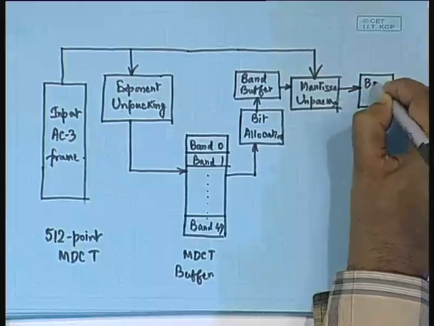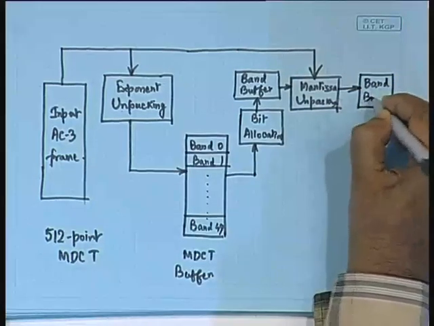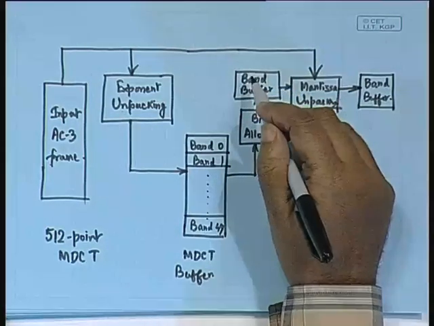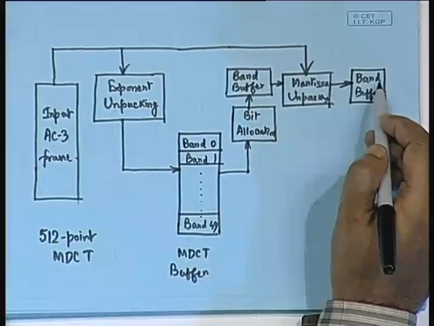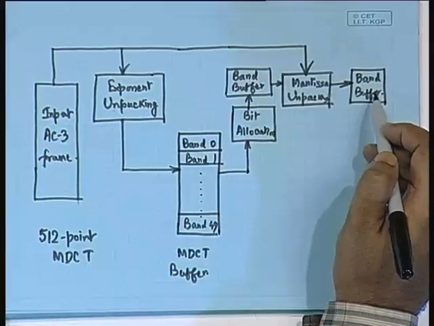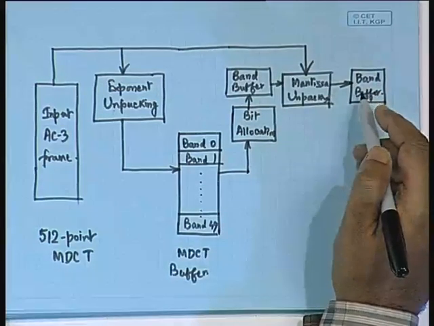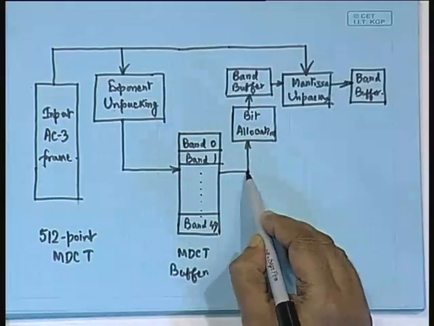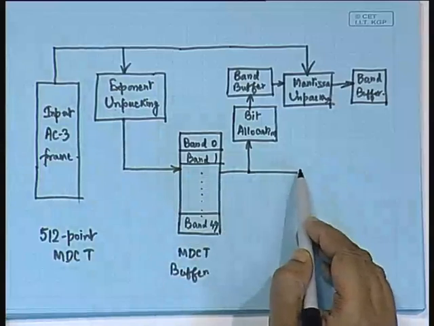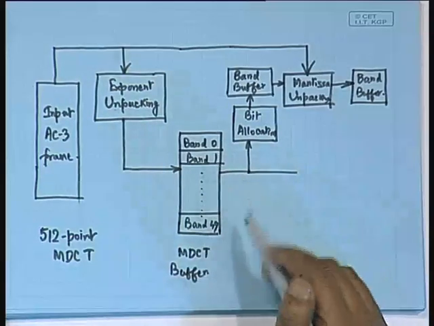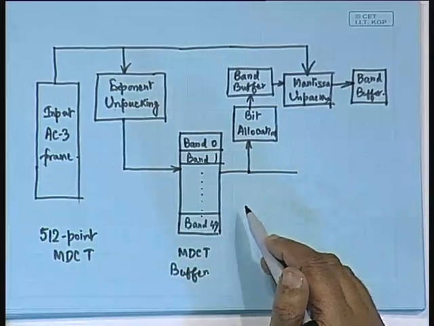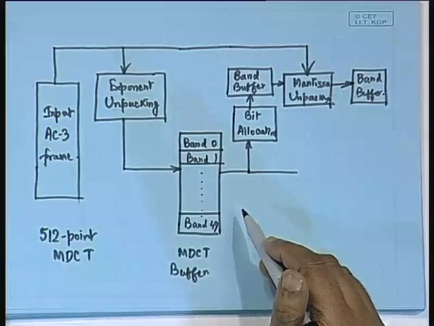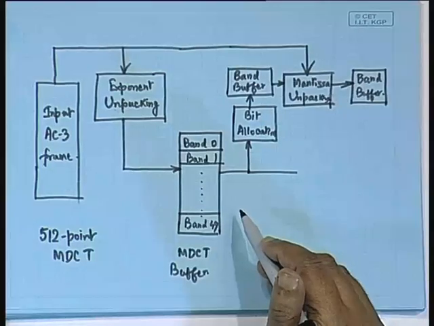So, mind you, the purpose of these two band buffers is different. This left hand side band buffer stores the bit allocation information, whereas the right hand side band buffer stores the mantissa information, the extracted mantissa information. Now, here we are getting the exponent information already stored in the MDCT buffer. Now, we require both the exponent as well as the extracted mantissa information.